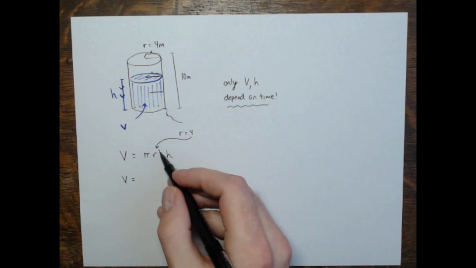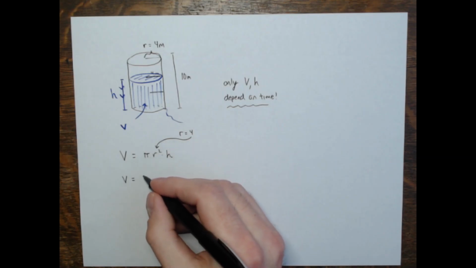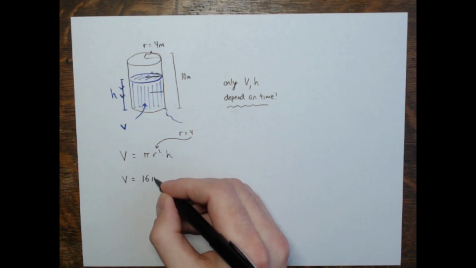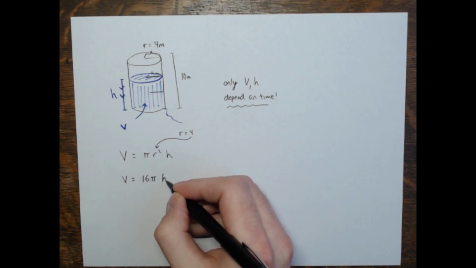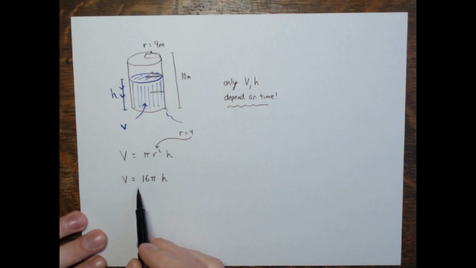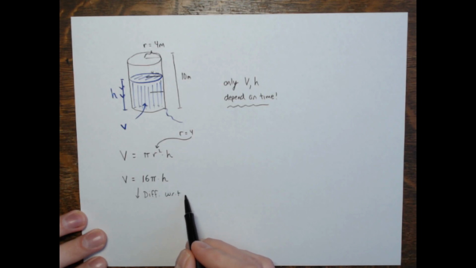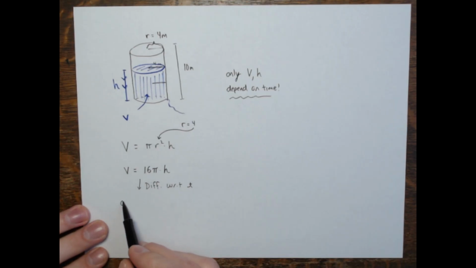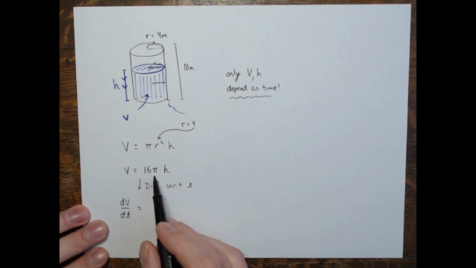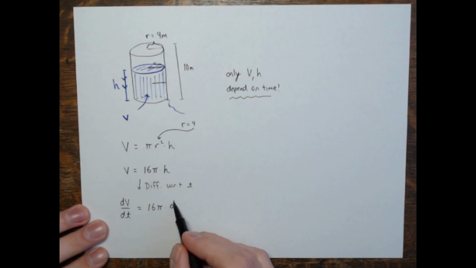So here we have the radius squared. 4 squared would be 16, so this would be 16 pi times just h. Now both sides depend on time, so I differentiate both sides with respect to time. On the left side, you got dV over dt. On the right side would just be 16 pi, remember coefficients stick around, times the derivative of h, dh dt.